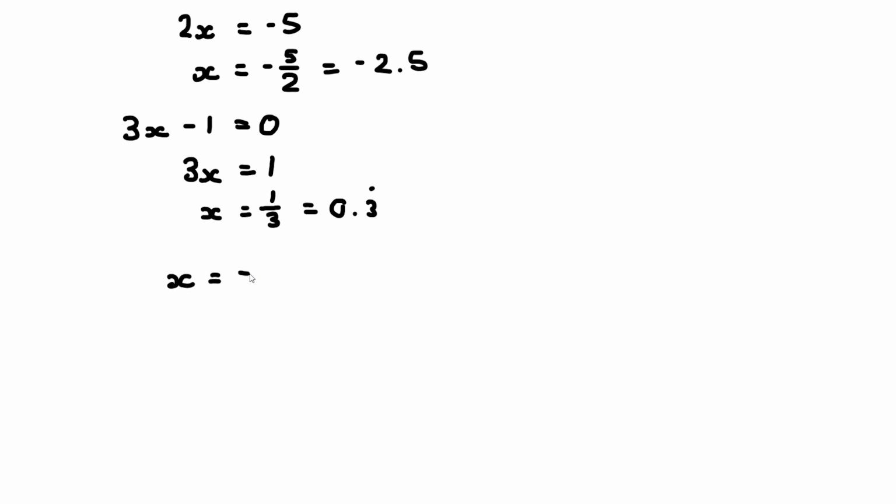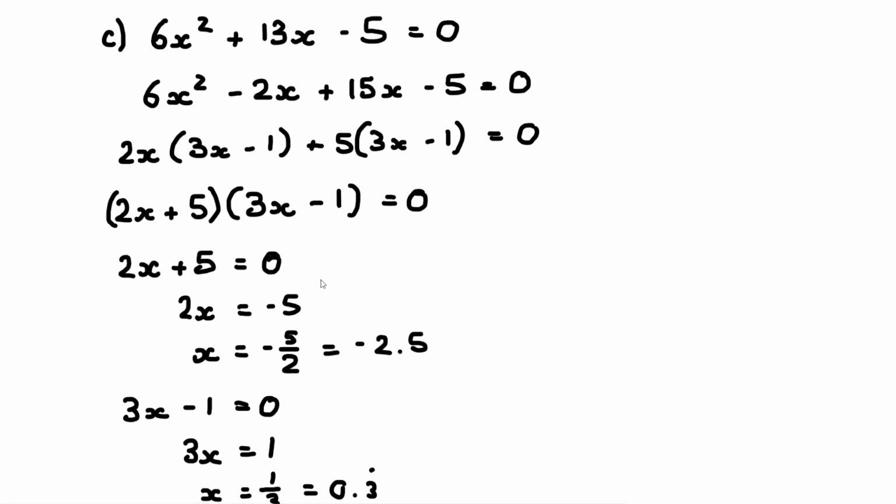I prefer to write it as fractions because it's just easier to interpret and write into your calculator if needed. For example, if you wanted to write 0.3 recurring into your calculator, you're not going to write an infinite number of threes, so it's just easier to write 1 over 3. So I prefer to write it as brackets. And yeah, those are our two values of x for part C.